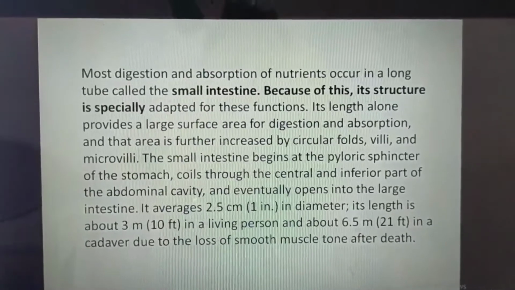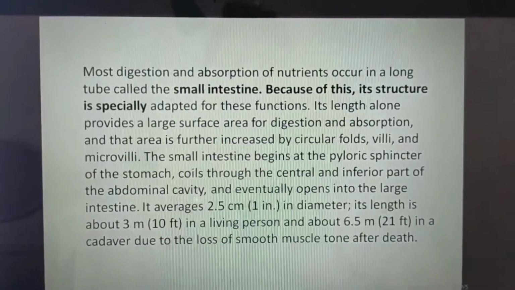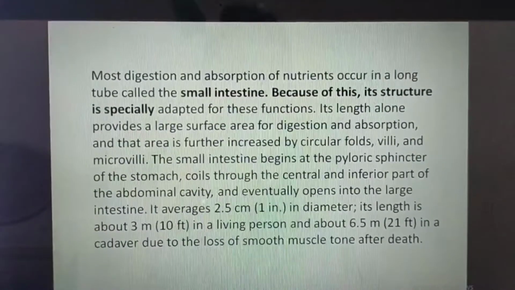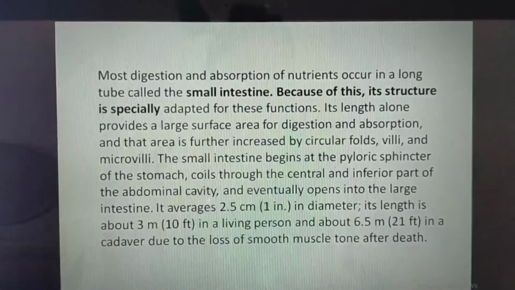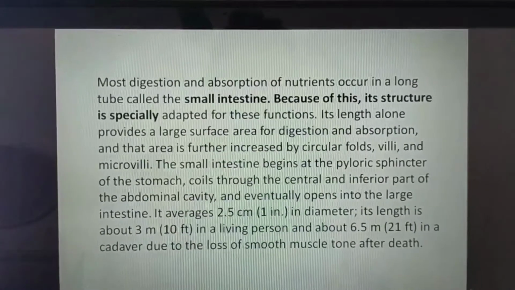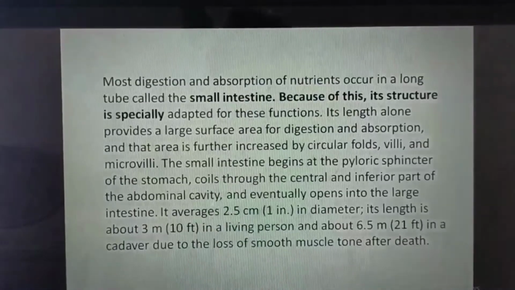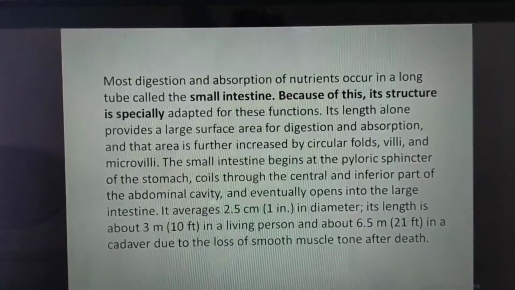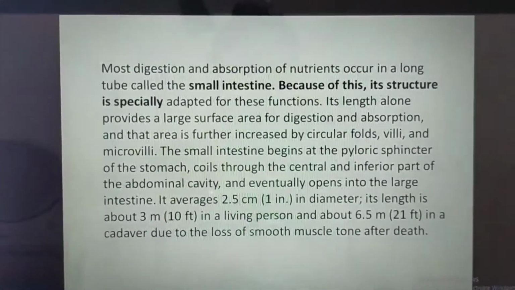The small intestine begins at the pyloric sphincter of the stomach, coils through the central and inferior part of the abdominal cavity, and eventually opens into the large intestine. It averages 2.5 centimeters in diameter. Its length is about 3 meters in a living person and about 6.5 meters in a cadaver due to the loss of smooth muscle tone after death.